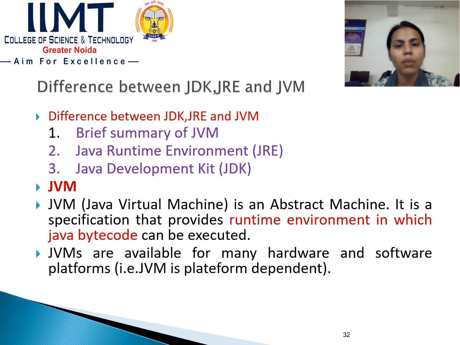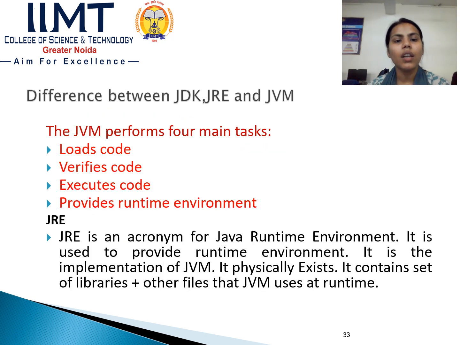Now, what is the difference between JDK, JRE and JVM? A brief summary of the JVM, Java Runtime Environment, and Java Development Kit. JVM, the Java Virtual Machine, is an abstract machine. It is a specification that provides a runtime environment in which Java bytecode can be executed. JVMs are available for many hardware and software platforms. The JVM performs four main tasks: loads code, verifies code, executes code, and provides the runtime environment.